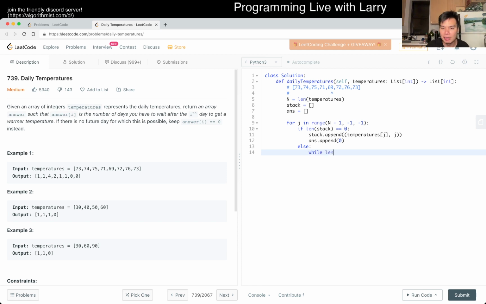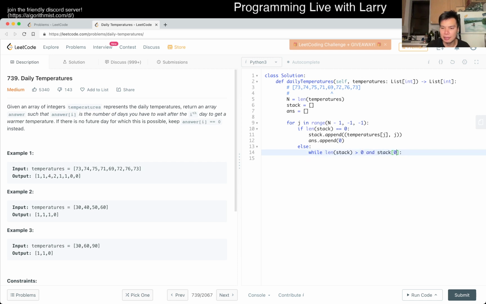So we can do while length of stack is greater than 0. And actually, I guess we can refactor this in a second. But I like to start off this way so I can break off the cases and then do your refactors and optimize a little bit later. Yeah, so while stack is greater than 0.